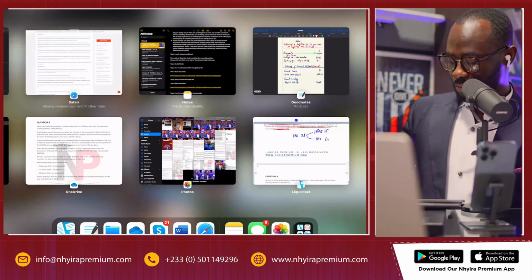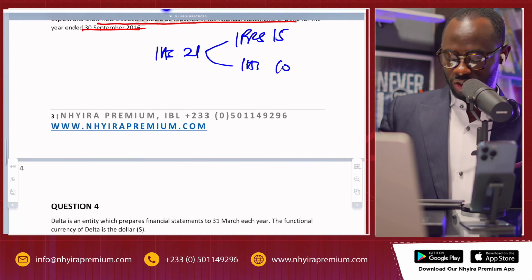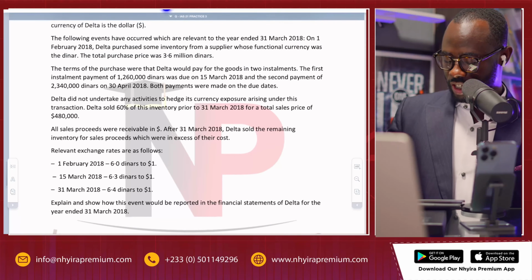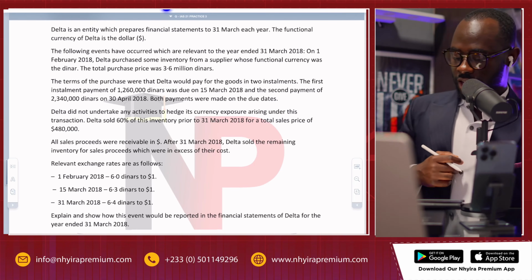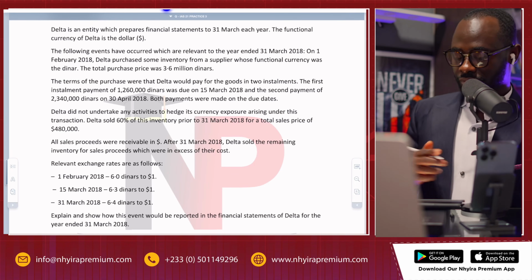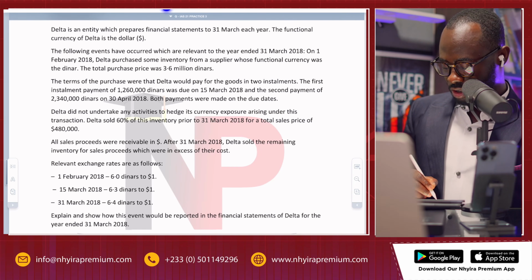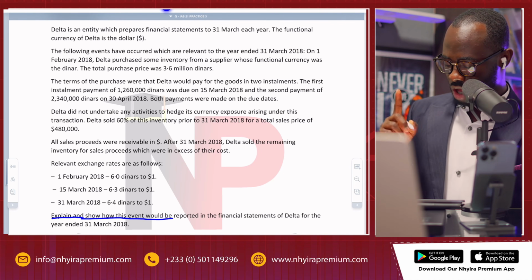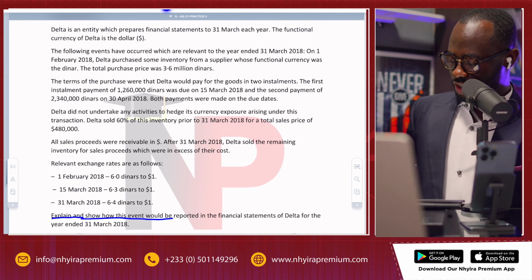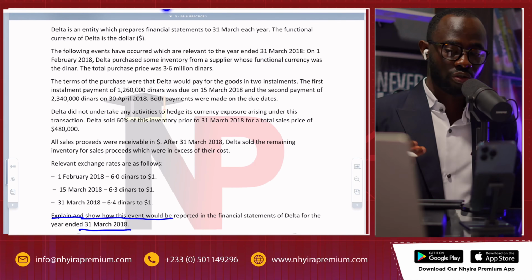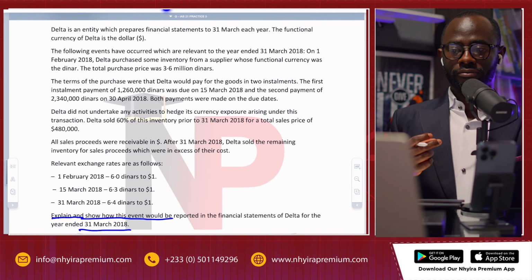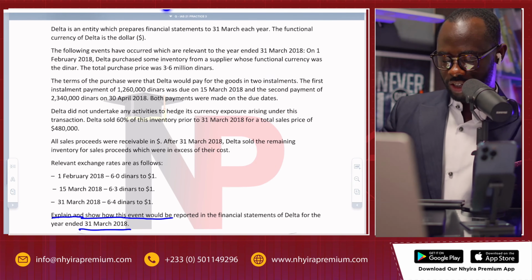So let me pull up the last question here. There's another interesting one. It says, explain and show how this event will be reported in the financial statement of Delta for the year ended 31st March 2018. So you can actually try your hands on this one.